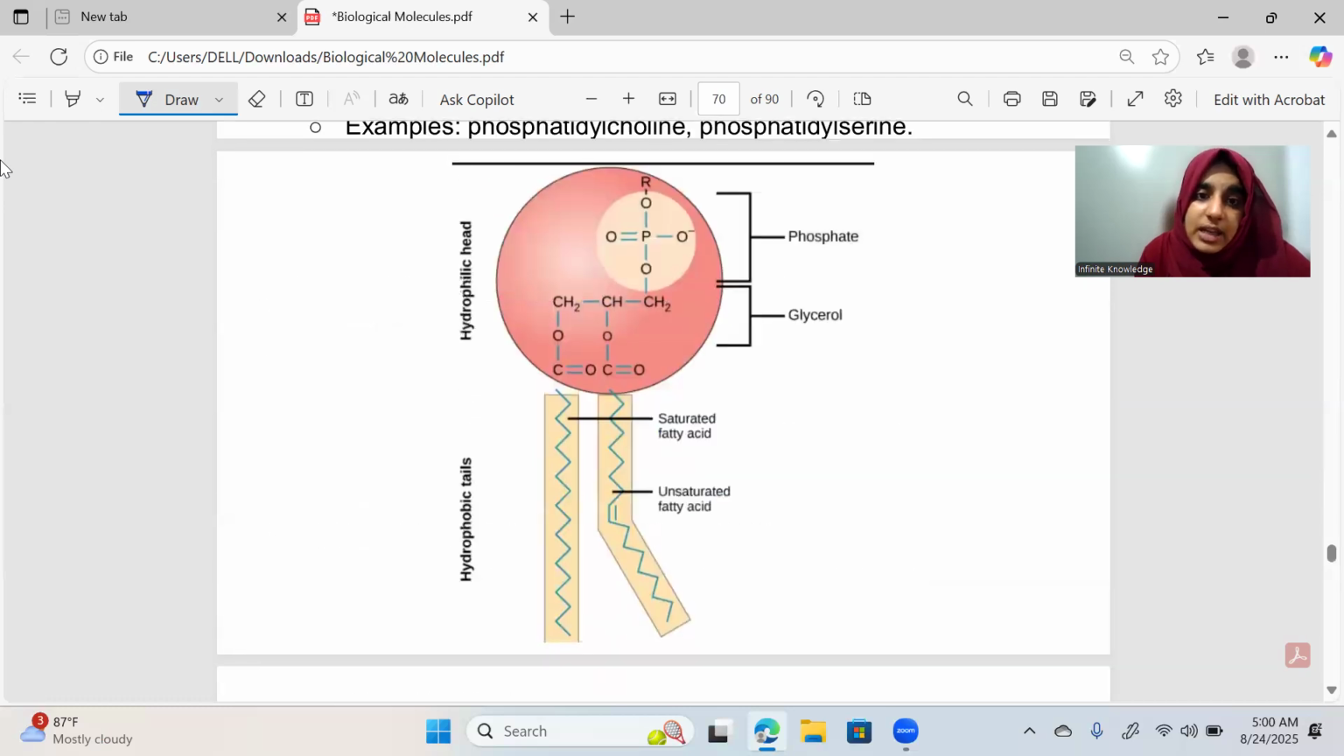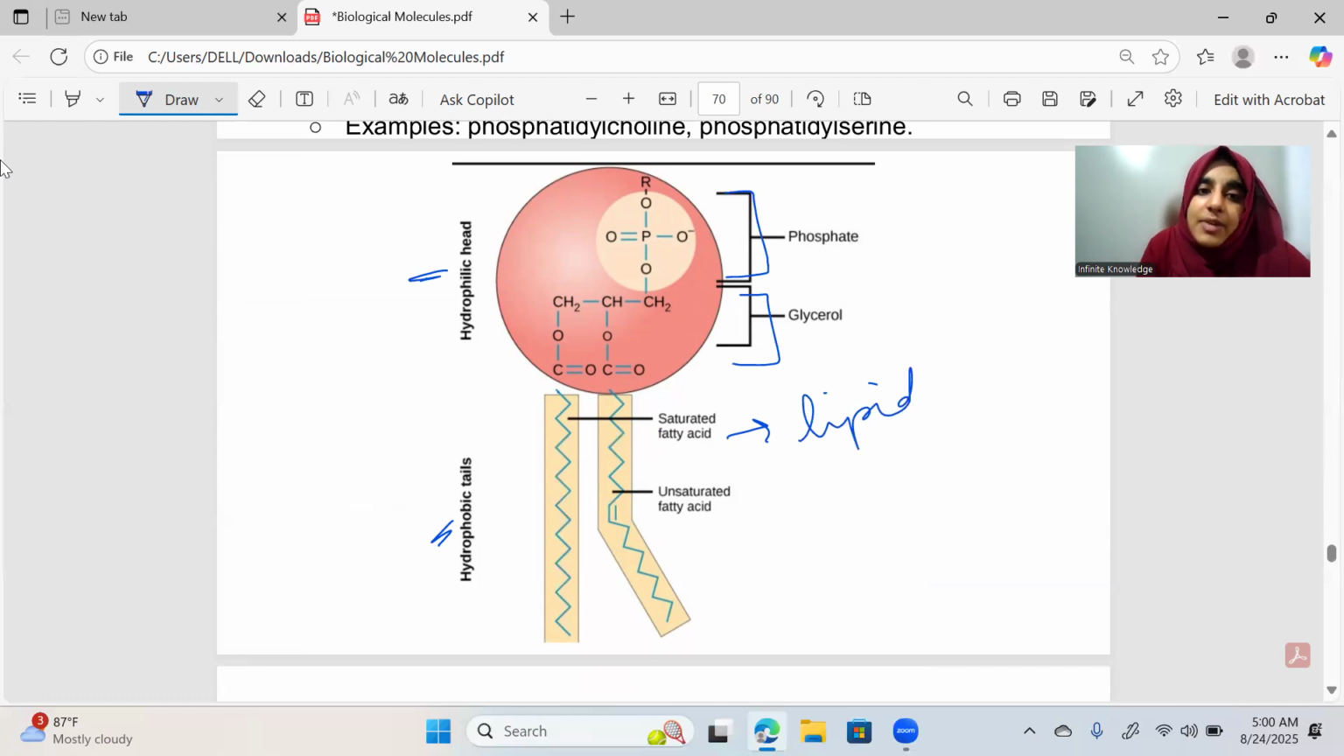As you see over here, this head is the hydrophilic head. Why is it hydrophilic? Because it contains the phosphate backbone, and it also contains glycerol. And we have a tail that is hydrophobic. Why? Because it is made up of fatty acids, and fatty acid is a lipid, so lipid is hydrophobic.